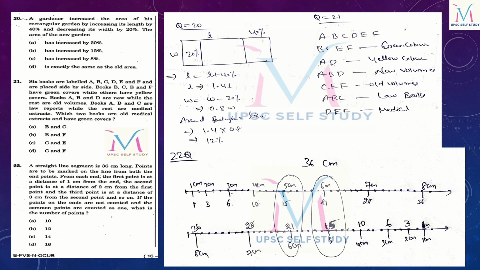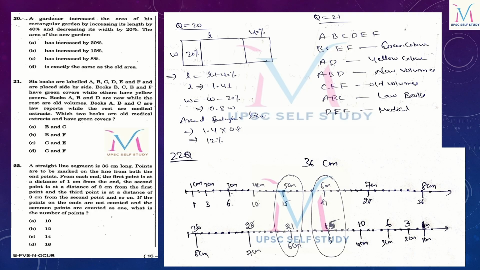Since it is a rectangular garden, length and breadth will not be the same. The length is increased by 40%, and the breadth, or we can call it the width, is decreased by 20%. Now he is asking for the area of the new garden after increasing and decreasing the length and width.